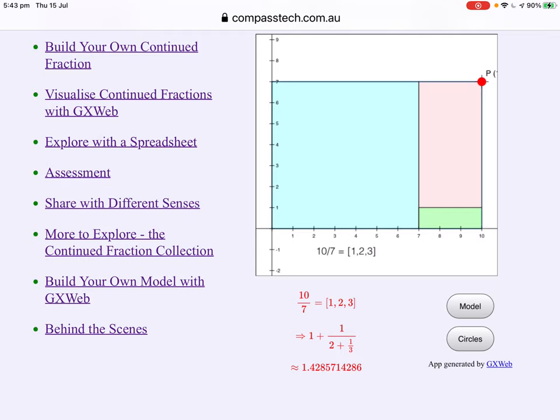This means it can be written as 1 plus 1 over 2 plus 1 over 3. That converts back to 1 and 3 sevenths. It's the same number, but expressed differently.